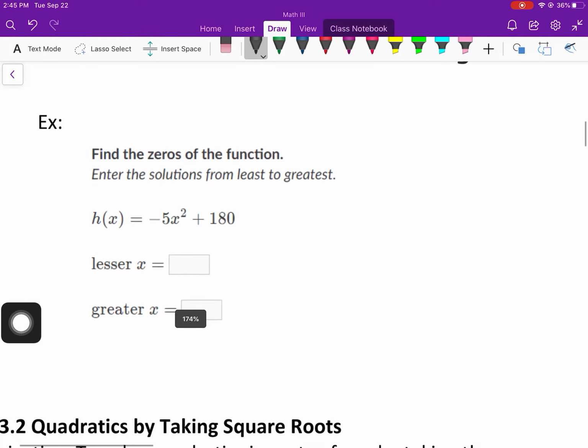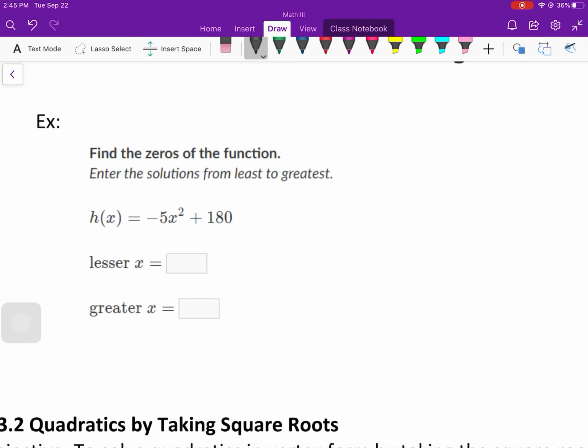This next one will see us do the same situation. It's asking to find the zeros. So I'm going to take this negative 5x squared plus 180 and set it equal to 0 to find the zeros. So I'm going to have negative 5x squared plus 180 equals 0, and we're going to solve this with the same idea. There's no x term, so we can just move that over and everything should work out. Negative 5x squared equals negative 180.